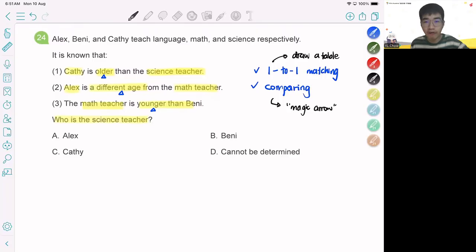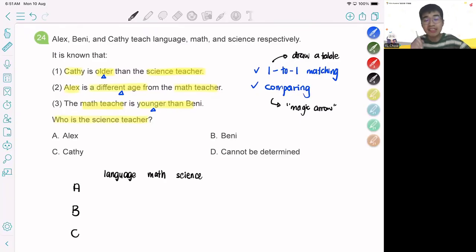Starting with the obvious goal of this question, which is to do matching. We want to match each person's name to the subject they teach. So let's draw a table. For each row, there's going to be one person's name, A, B, C. For the column, I'm going to include the language, math, and science, which is the subject they are teaching.